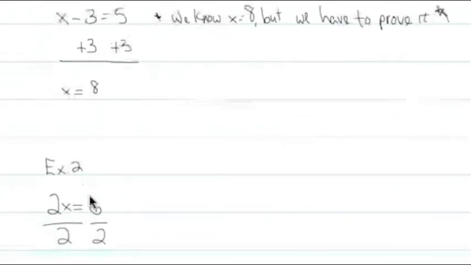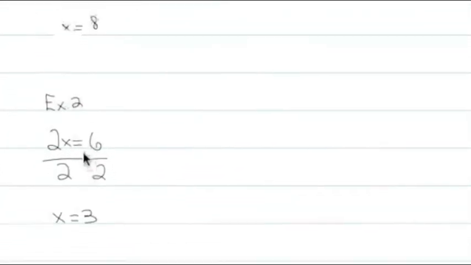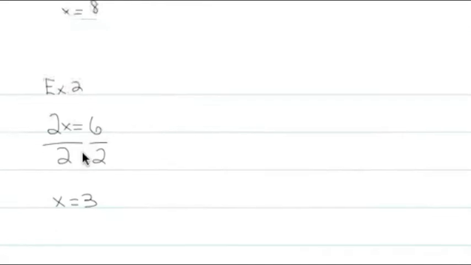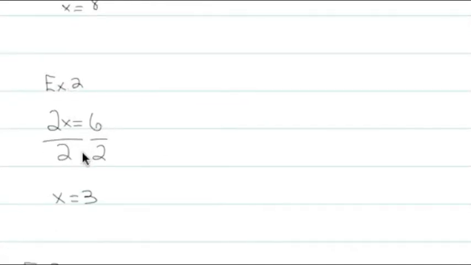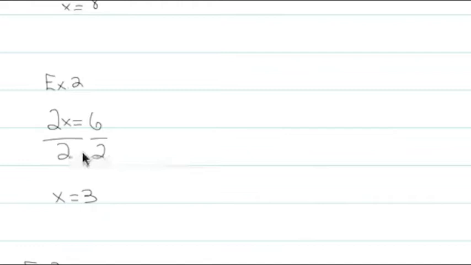Alright, let's try another one. Example 2: 2x is equal to 6. Now what number times 2 would equal 6? Well, we know it would be 3, but we have to prove it again.